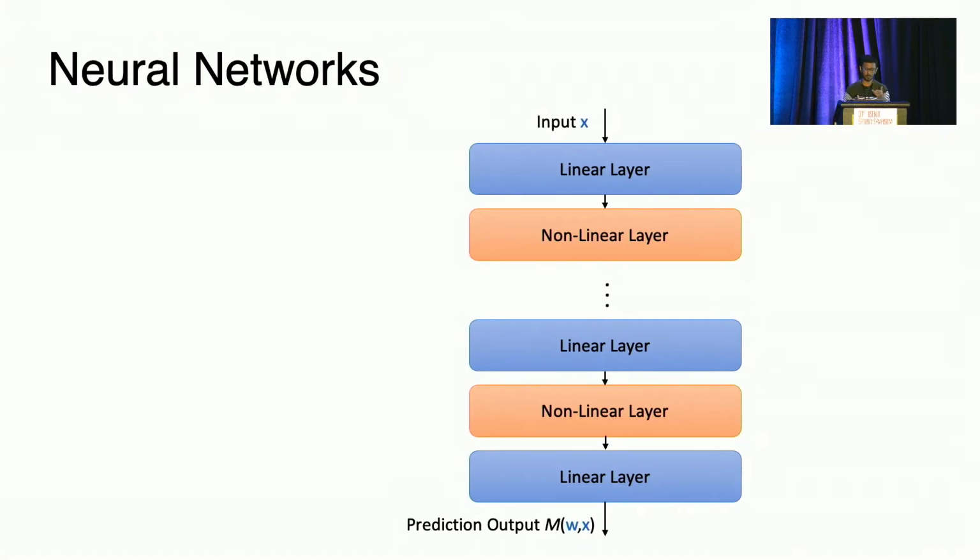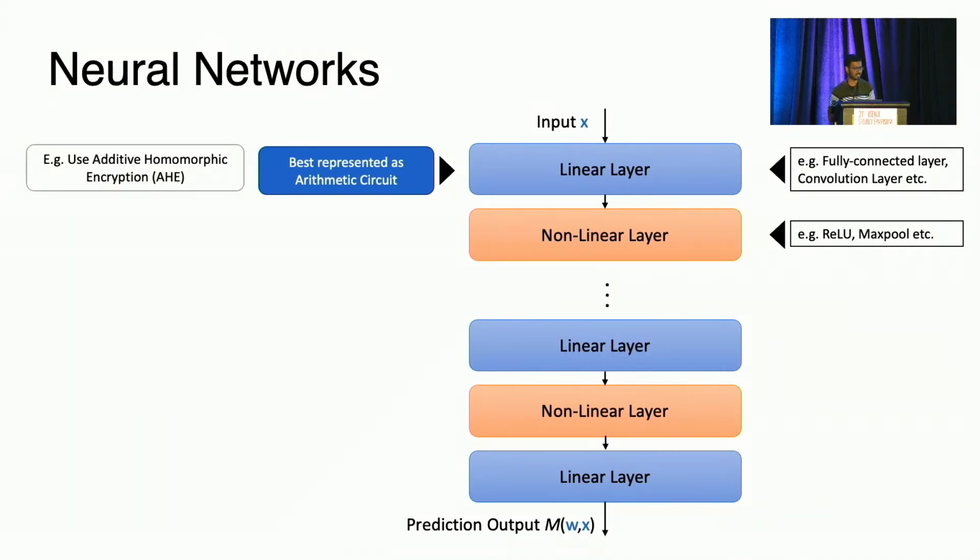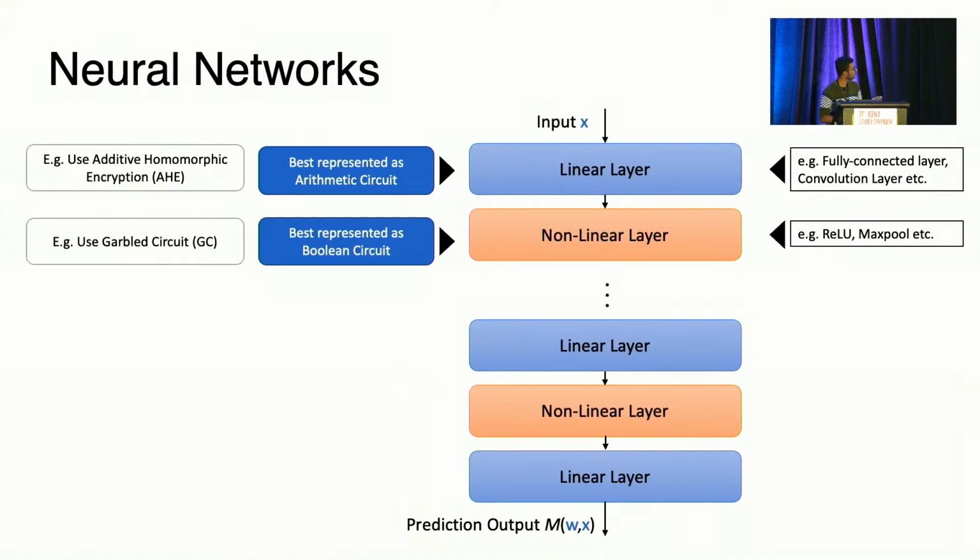Neural networks comprise alternate linear and nonlinear layers. A linear layer could be a fully connected layer or a convolution layer. Some examples of nonlinear layers are the functions ReLU, maxpool, etc. Now, linear layers are best represented as arithmetic circuits. Therefore, it makes sense to make use of cryptographic techniques which are efficient and more compatible with arithmetic circuits, say additive homomorphic encryption. Whereas nonlinear layers are best represented as Boolean circuits. So it makes sense to use techniques compatible with Boolean circuits, say garbled circuits. As we make use of different techniques in the linear and the nonlinear layers, there is one subtle issue which will become clear when I present the next slide.